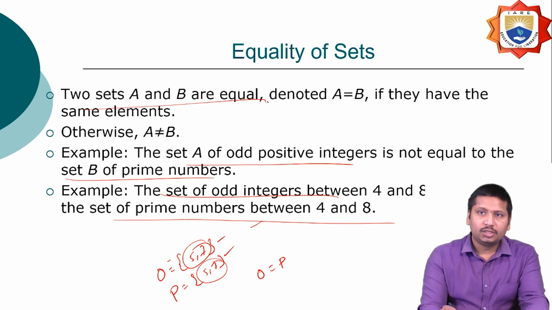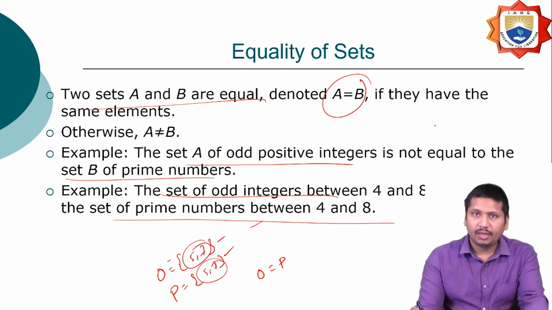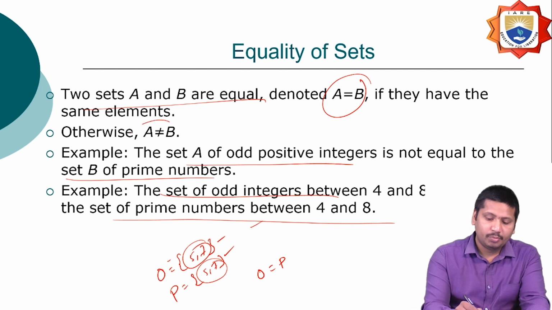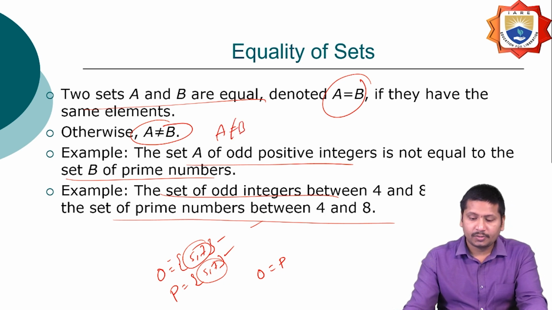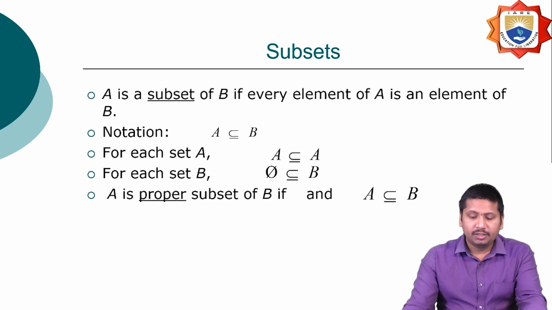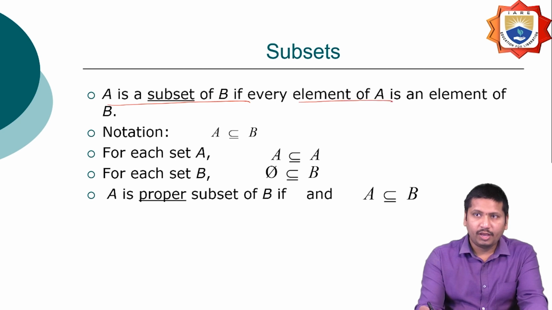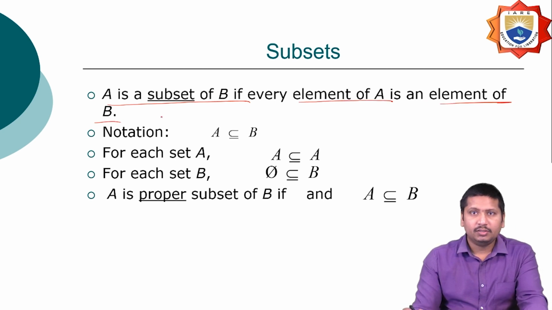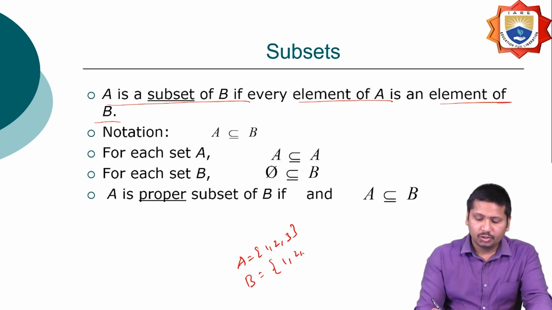The two sets are said to be equal, denoted A = B, if they have the same elements. If the elements are not the same, then I write A is not equal to B. Now subsets. A is a subset of B if every element of A is an element of B. Let's take one set, A = {1, 2, 3}, and B = {1}.